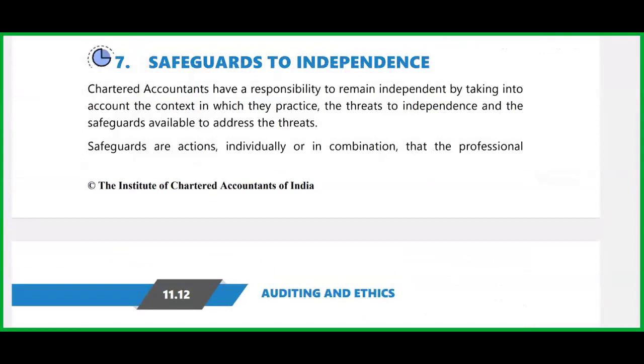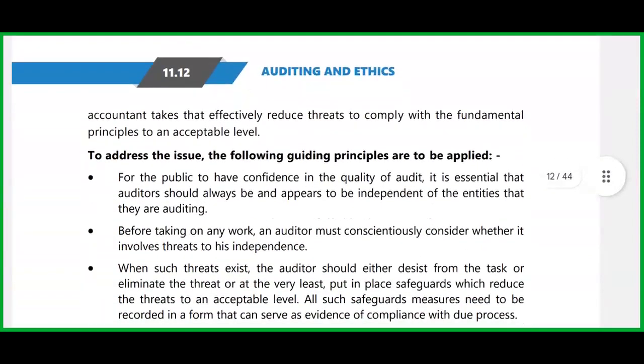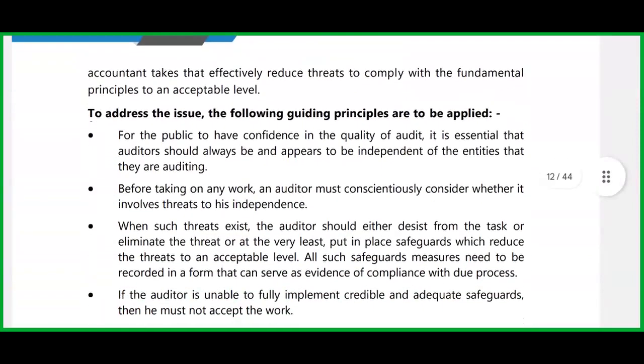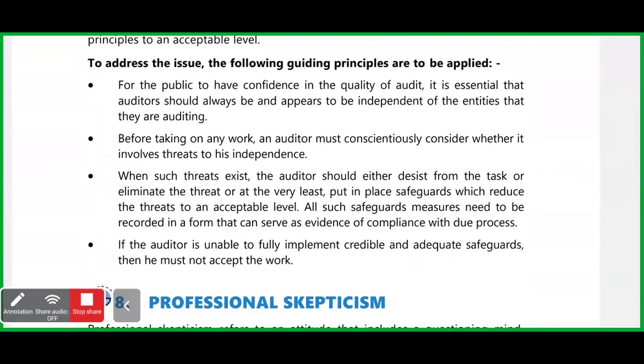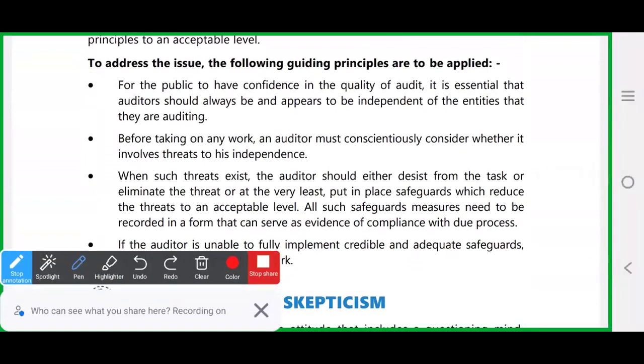Safeguards to independence. Chartered accountants have a responsibility to remain independent. To address this issue, the following principles are applied. First of all, for the public to have confidence in the quality of audit, it is essential that the auditor is independent. Before taking any work, the auditor must conscientiously consider whether any threat to independence is involved. If there is any threat, the auditor should either desist from the work or eliminate the threat. All these safeguards should be taken.